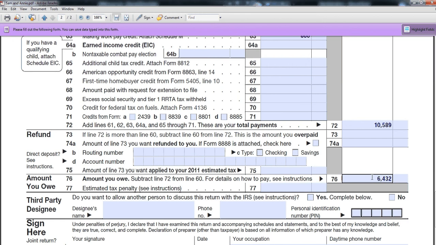Alright, this is the end of filling out the 1040. I hope this helps you in some degree in filing your taxes for 2011. But remember, rules, tax brackets, and credits may change. So make sure you read and follow the 1040 instructions when filling out your Form 1040. Thank you.